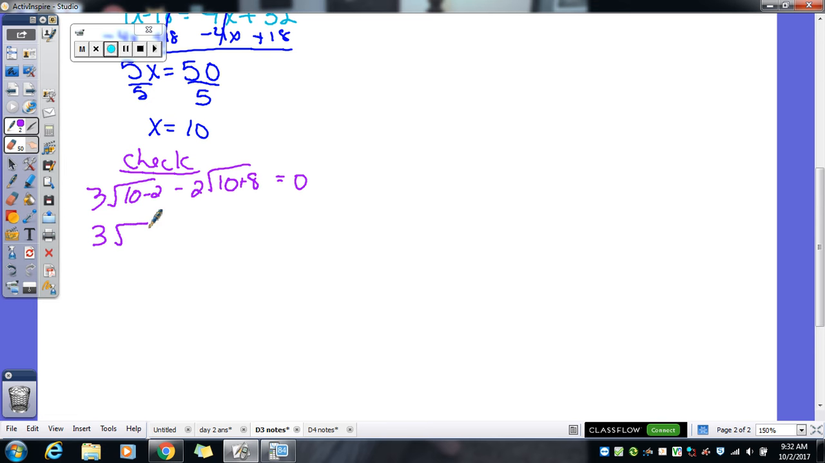So this gives me 3 square root of 8 minus 2 square root of 18. So we're going to have to simplify these radicals so we can subtract them. What's our perfect square that goes into 8? 4. So then the 4 comes out as a 2, then times the 3 that was already there. We end up with 6 radical 2.